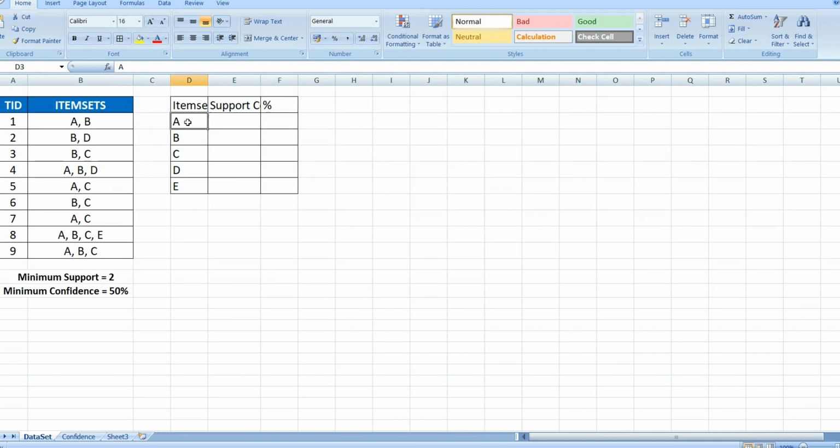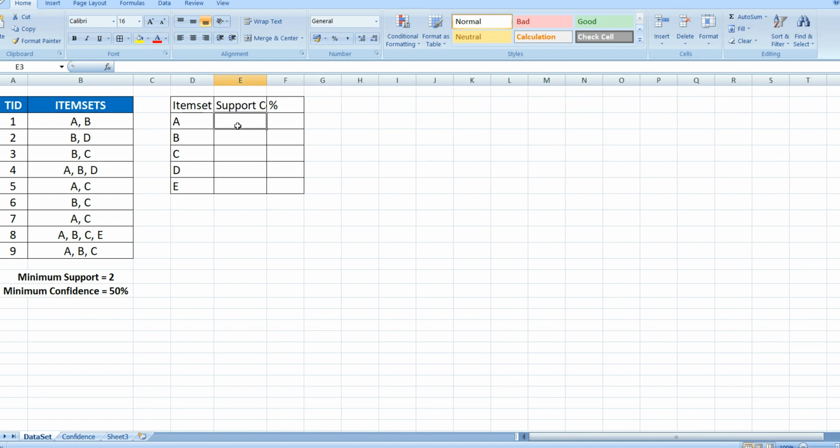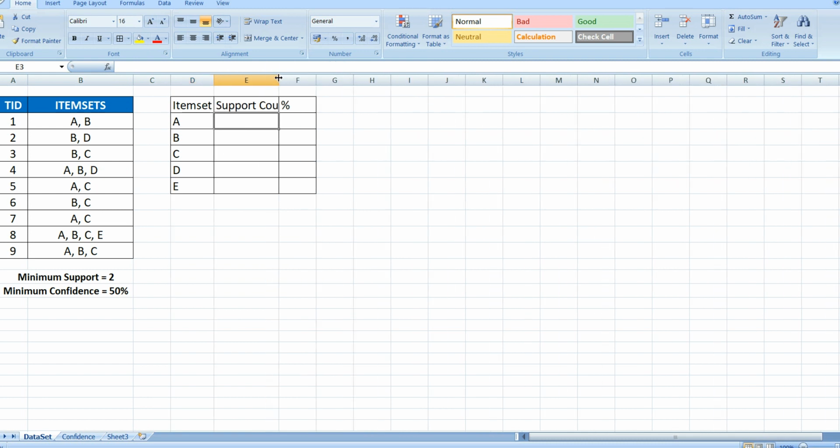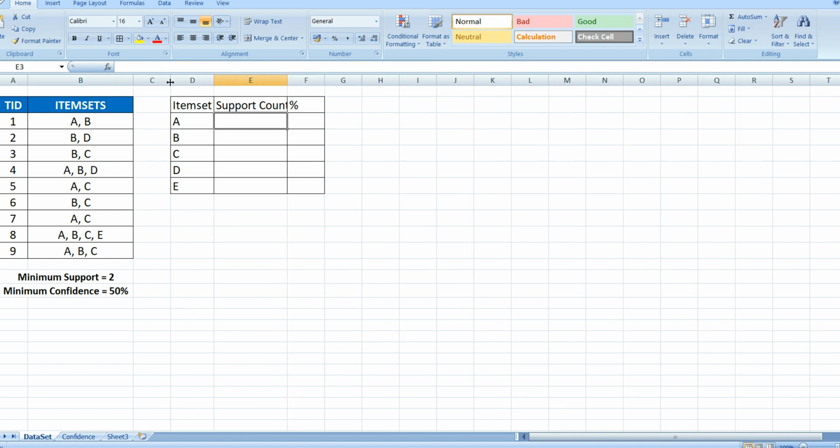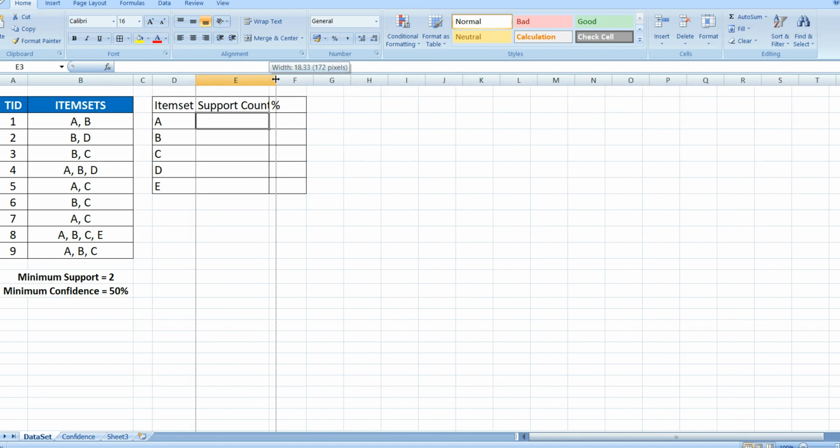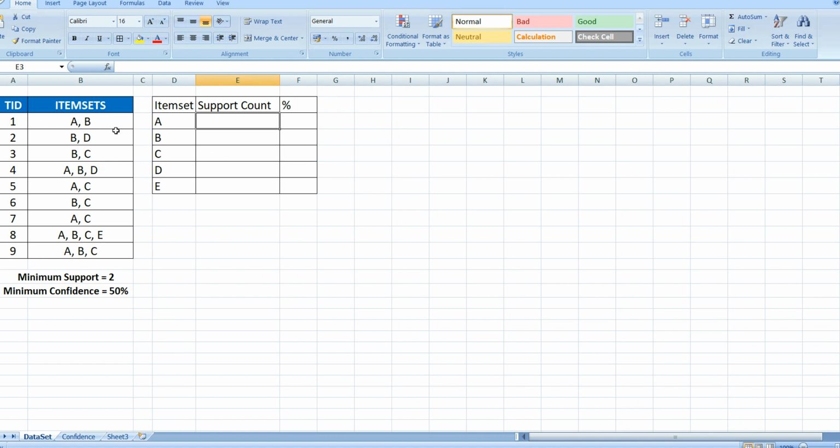we then want to count the support. So we go and count how many times, or how frequent, does item A appear in the whole transaction of the database. So we go and count 1, 2, 3, 4, 5, and 6. We write down the 6. We also go ahead and do that for B, C, D, and E.